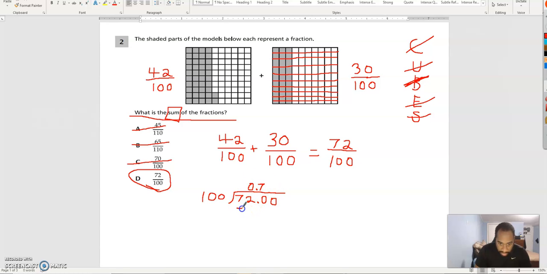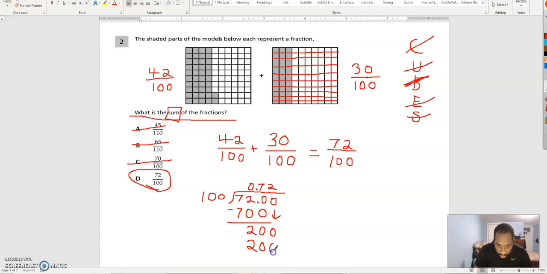So 700, right? 100 times 7 is 700. So we're going to subtract that. We get 20. And we bring down the 0. Now, how many times does 100 go into 200? Let's see, Alvarin. 2 times. Excellent job, Alvarin.